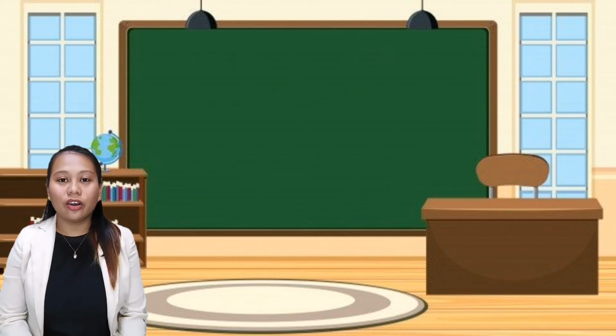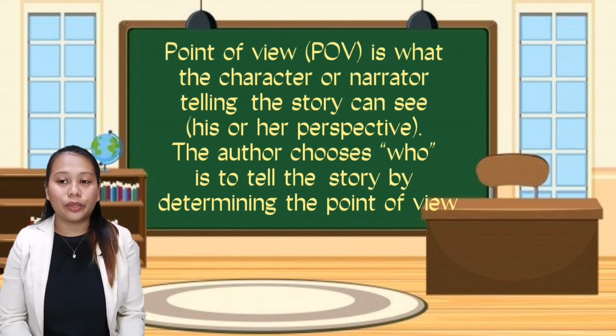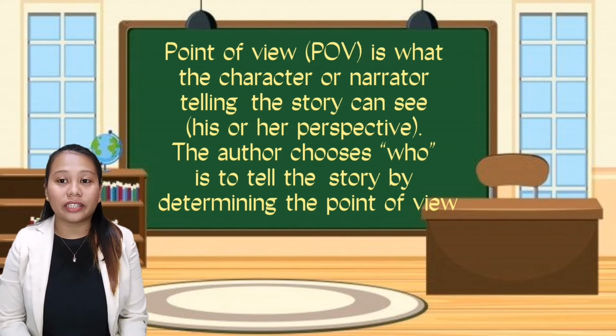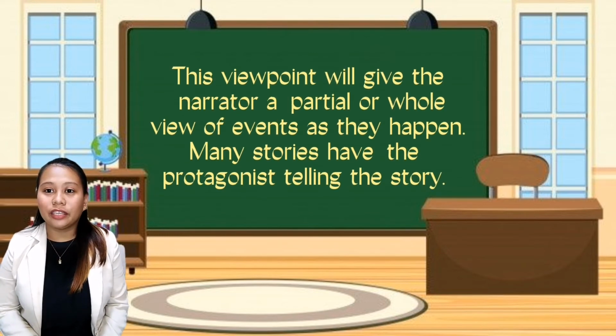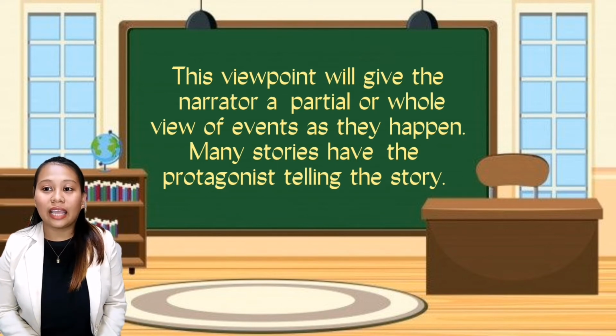The lesson that we are going to discuss is about point of view or POV. Point of view is what the character or narrator telling the story can see, his or her perspective. The author chooses who is to tell the story by determining the point of view. Depending on who the narrator is, he or she will be standing at one point and seeing the action. This viewpoint will give the narrator a partial or whole view of events as they happen.